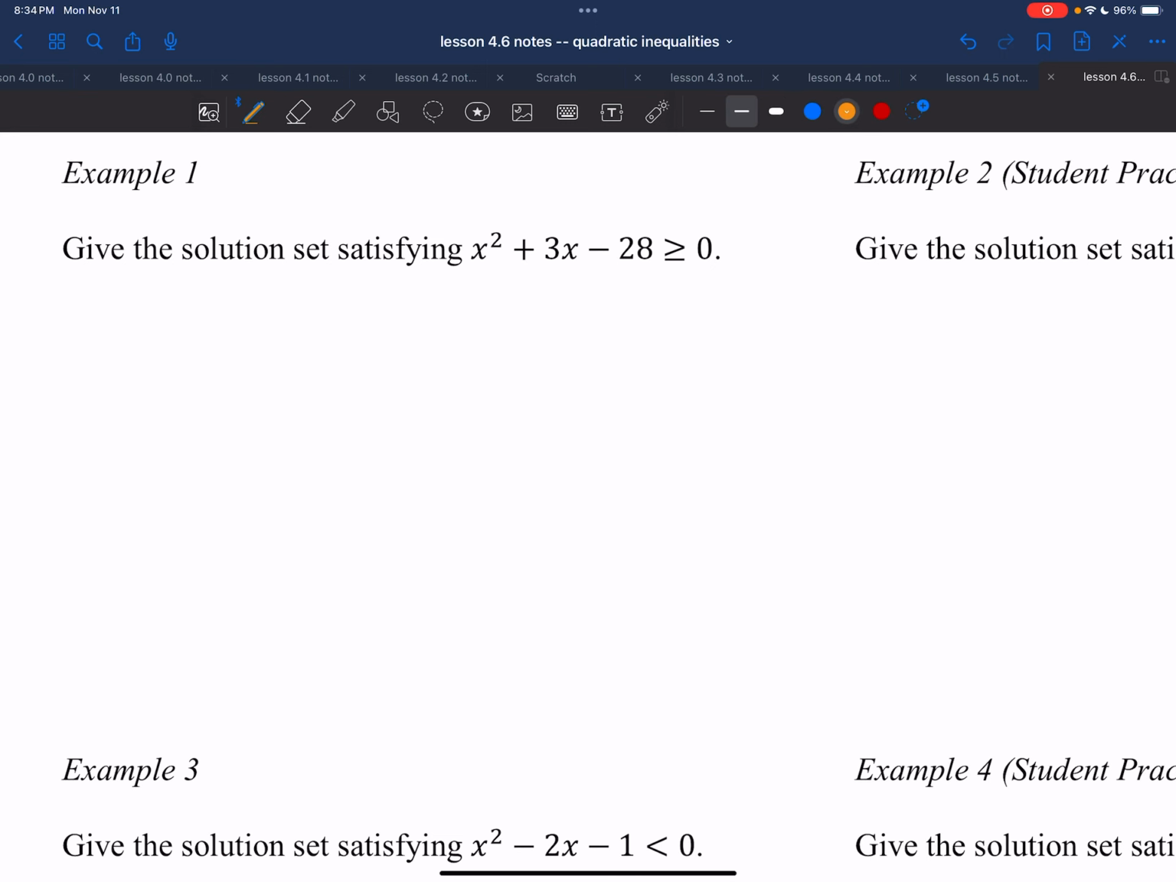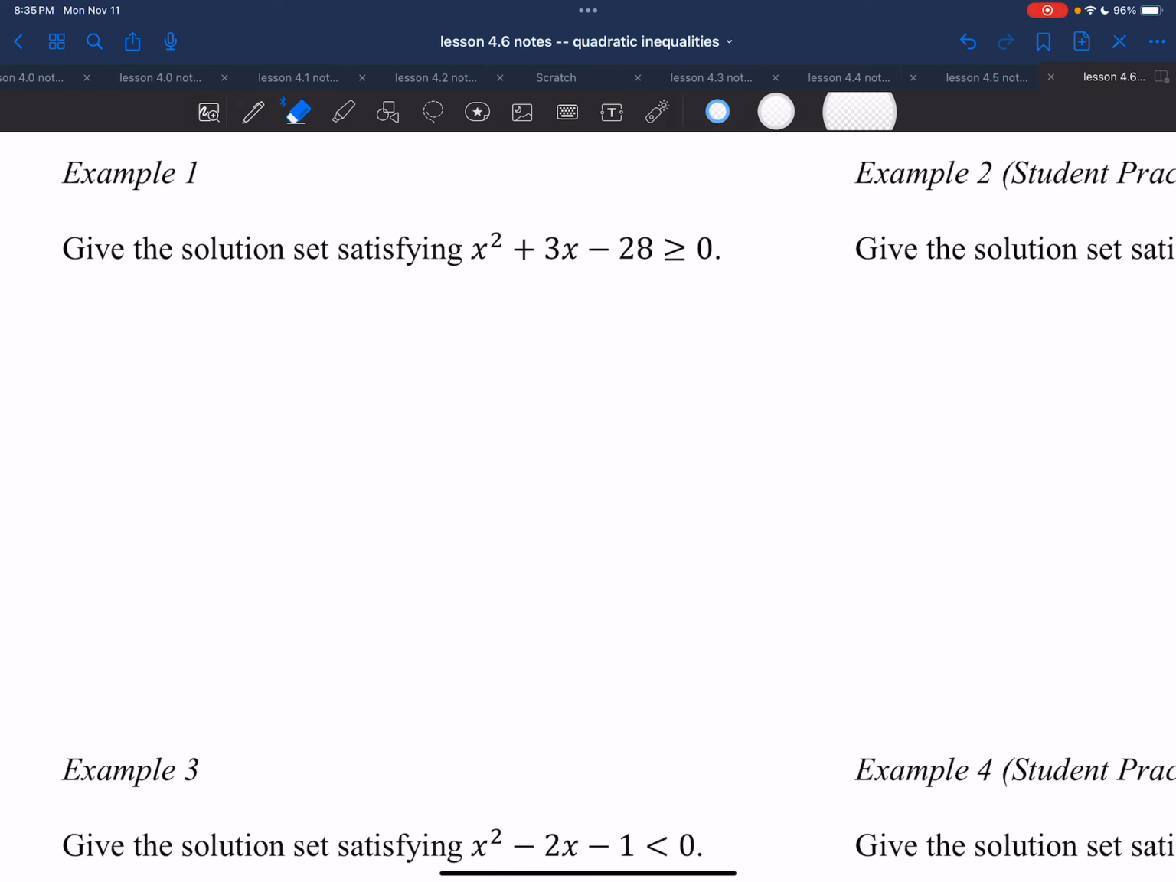Okay, so example 1. Here we go, example 1. Give the solution set satisfying x squared plus 3x minus 28 is greater than or equal to 0. Cool. Well, it's already set in relation to 0, so we're good to go. Your objective is to find the roots, and then we're going to think about what the parabola looks like around those roots. So first thing, we've talked about 3 ways you can find roots. You can factor, you can complete the square to solve, or you can use the quadratic formula, okay?